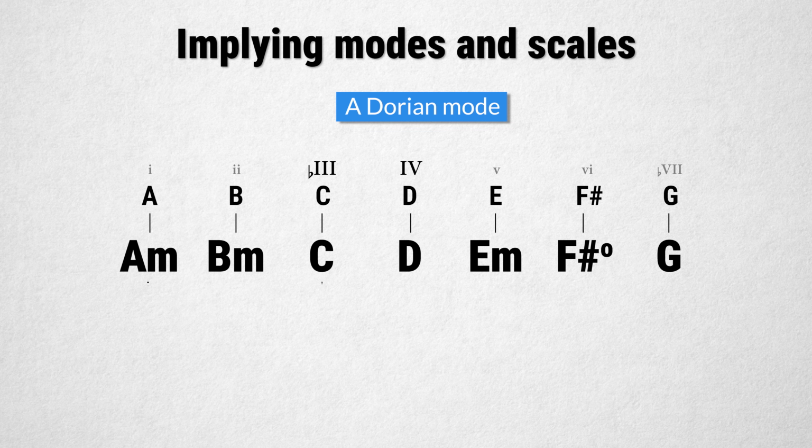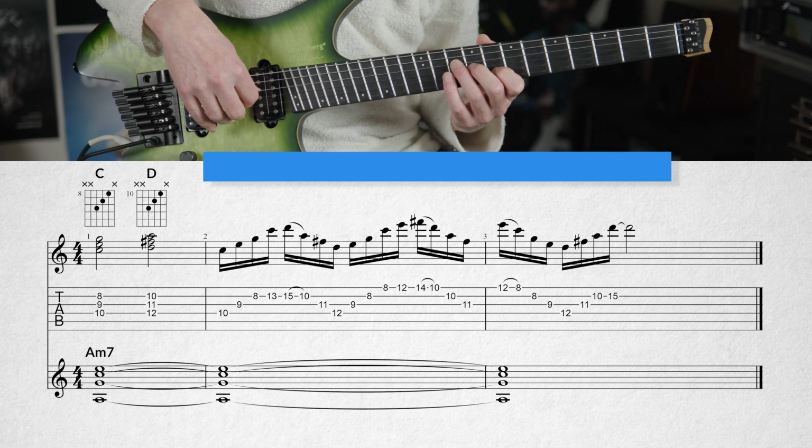Now for the Dorian mode we've got 2 possibilities. We can get a brighter Dorian sound by using the major triad on the 3rd degree and the major triad on the 4th degree. C major is the upper structure of the A minor 7 chord, and the D major chord contains the characteristic Dorian natural 6th F sharp and the 11th D. This is how it sounds.